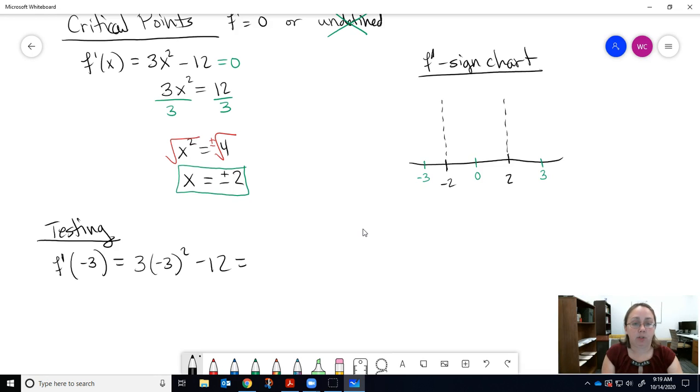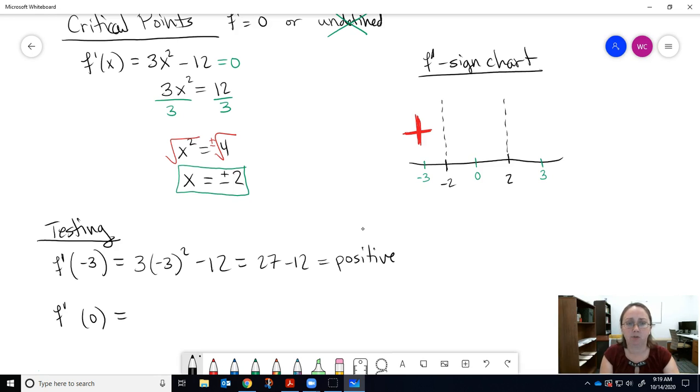So that's 9 times 3 is 27 minus 12. All I care about is the sign. This is positive. So on my sign chart, I'm going to put a big old plus sign here. Here's my plus sign. All right, and we're going to interpret what that means in a minute. Let's just finish testing each point first. All right, f prime, we're going to plug in 0. Remember, you don't plug in -2 and +2 because those are where your derivative equals 0. You plug it in between them. All right, so 3 times 0 squared minus 12. So that zeroes out, and you end up with -12. So negative is all I need. I don't care about the number, just the sign. So in the middle here, we're negative.